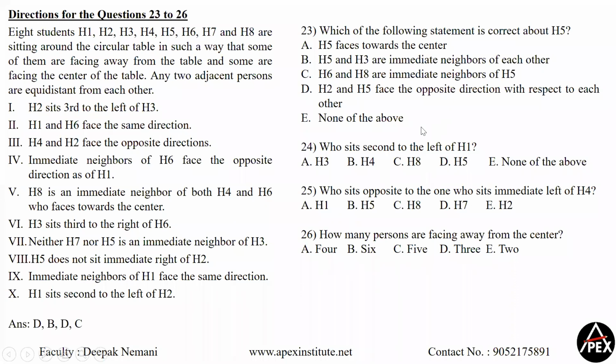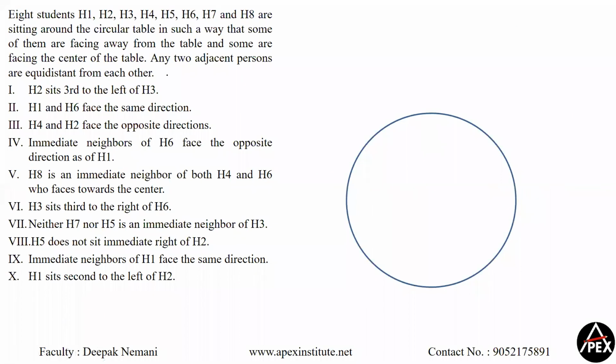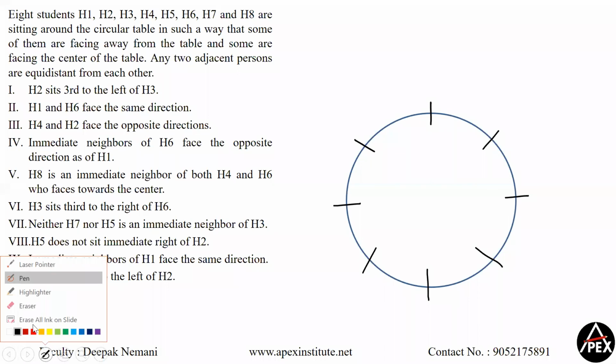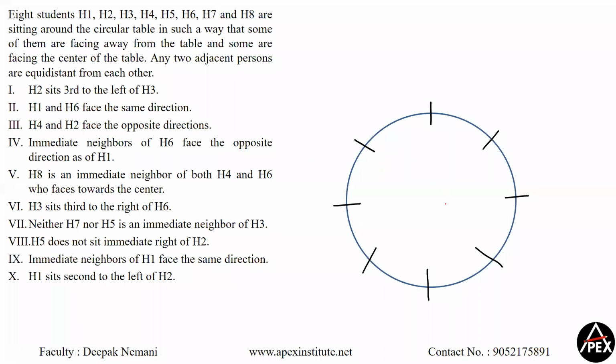Okay, so the answers are DBDC. Now in this question, we have 8 students sitting around a circular table in such a way that some of them are facing away from the table and some are facing the center. We do not know how many students are away from the center. So this is again similar to the linear arrangement question that we have discussed earlier in this class. I have made 8 places for 8 students. Now, can someone tell me with which statement should I start this set?